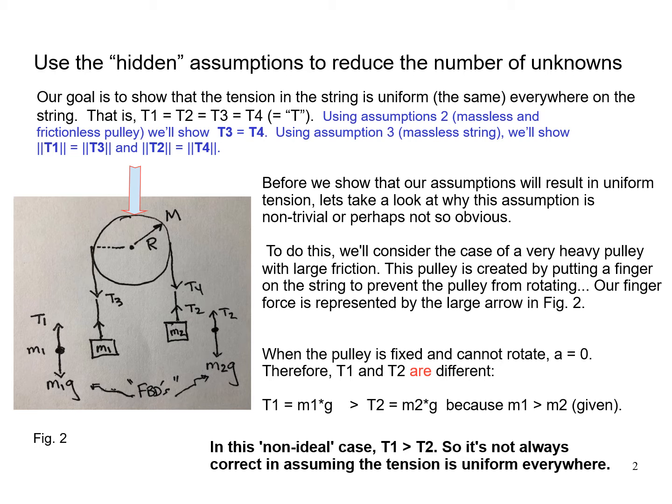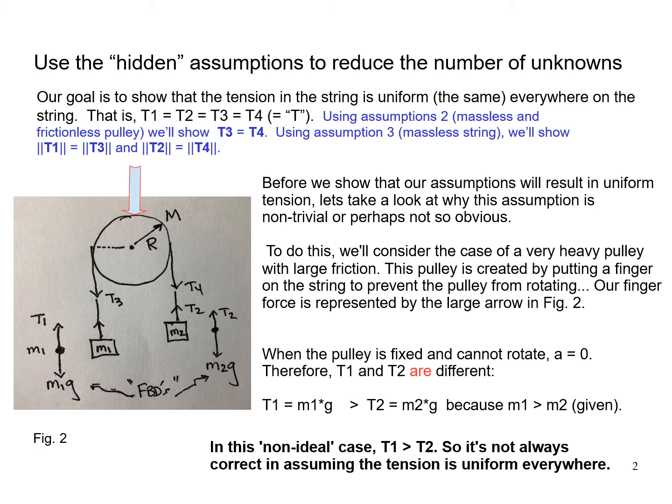In this thought experiment, we'll consider an extremely heavy pulley, or one with infinite friction. The point is, we don't want the pulley to rotate. We can achieve this effect by placing our finger at the top of the formerly ideal pulley. The large arrow at the top of the diagram is to indicate our finger force. Now, when the pulley is fixed and cannot rotate, the net acceleration of both masses is 0.